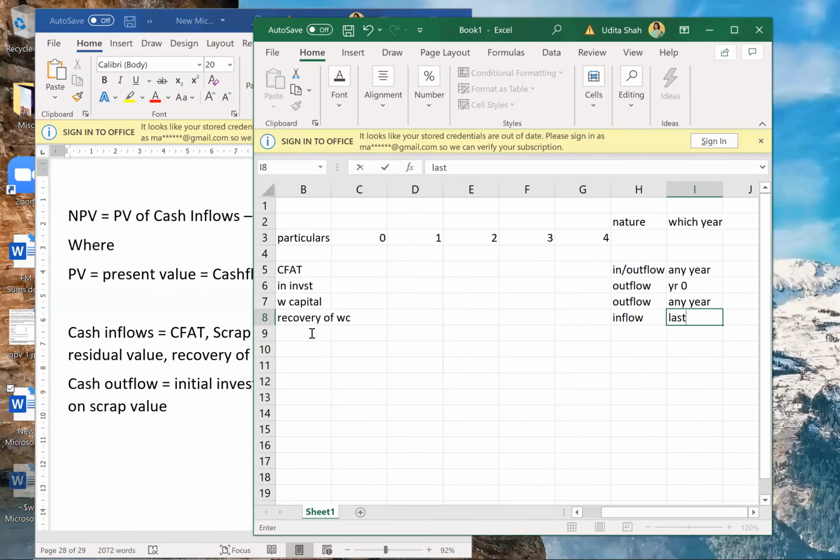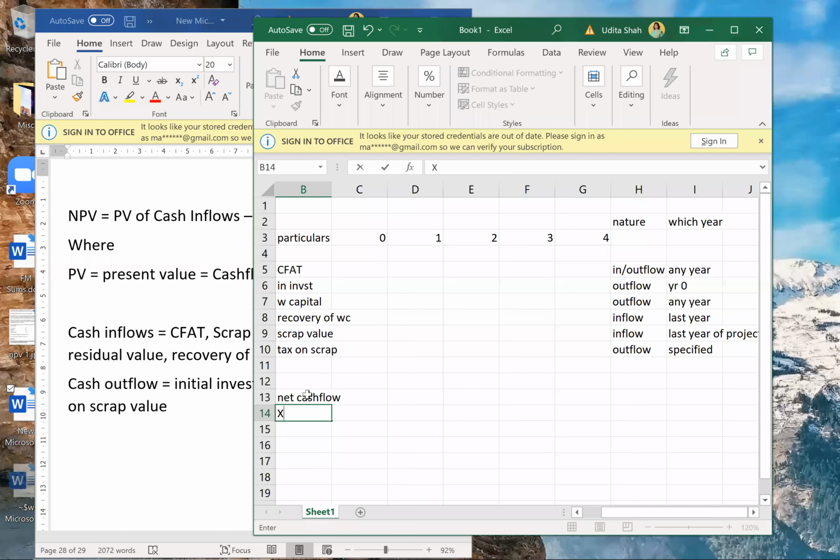Then comes your scrap value. It will again be an inflow, in the last year of the project. And then tax on scrap value. Again an outflow. Which year? It will be specified in the problem. If tax is in arrears, it will be in the next year. If tax is not in arrears, it will be in the same year as the scrap value. If you take the total of all these inflows and outflows, we'll get the net cash flow.